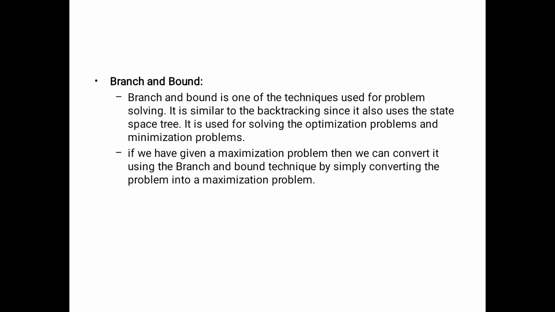Branch and bound is similar to backtracking, but here we use BFS to construct the state space tree. Mainly we solve optimization problems, which are minimization problems. In branch and bound, if the problem is maximization, we convert it into minimization and solve it. The applications are the zero-one knapsack problem and the traveling salesman problem.